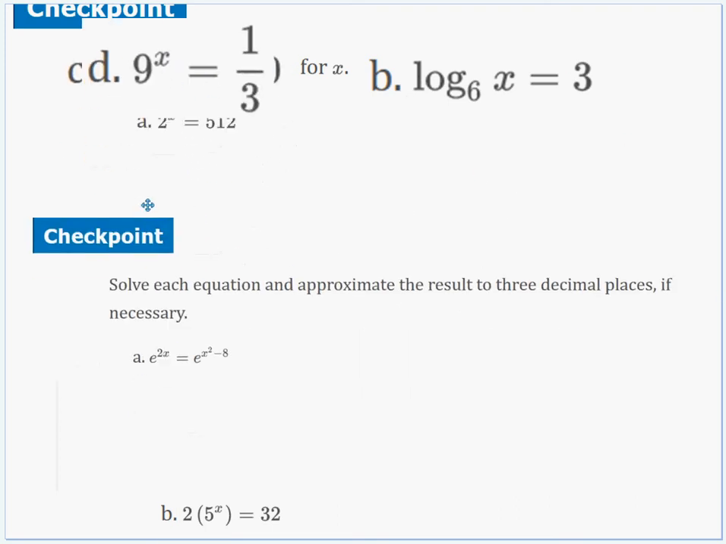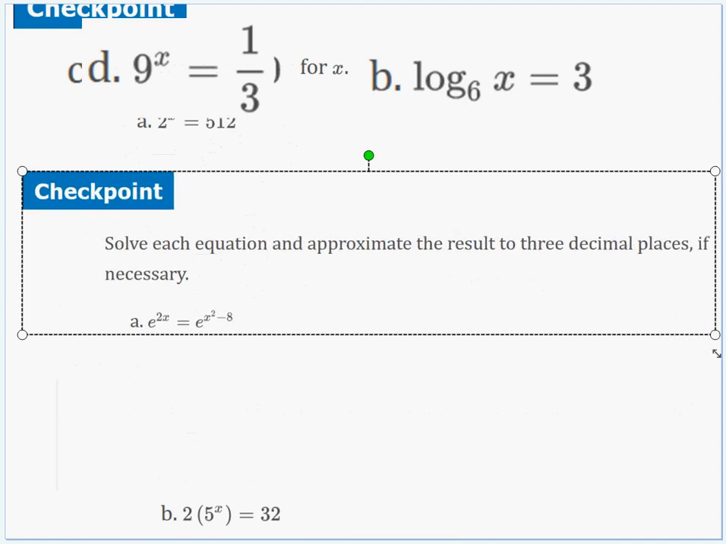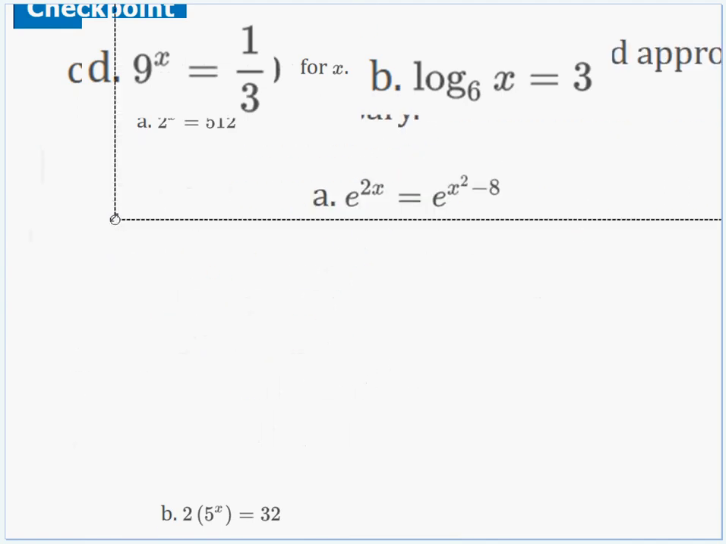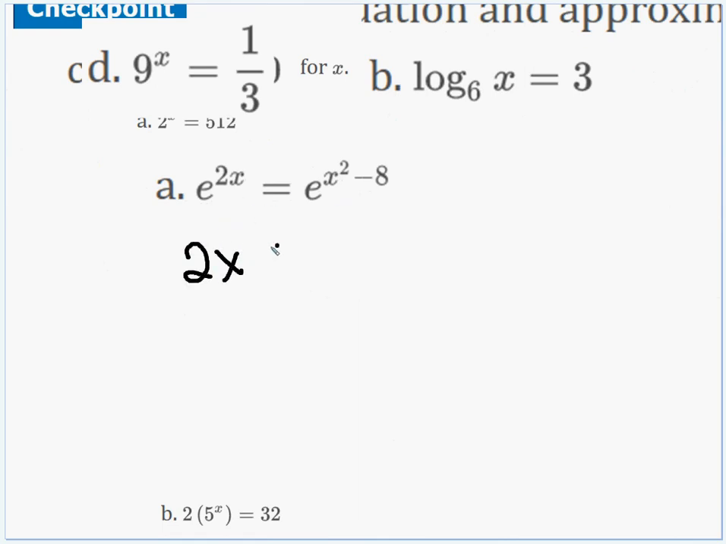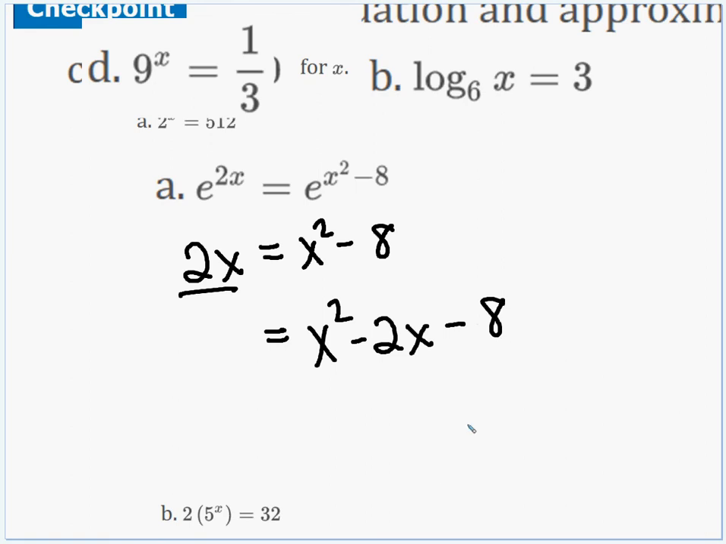A couple more down below here. Just like the last example we did. Base e equal to base e. The bases are the same, so we can set this exponent equal to this exponent. And my x squared is positive here on the right side, so I'm going to keep the x squared there. We're going to subtract the 2x. Now that'll go in the middle. And then we've got a minus 8.